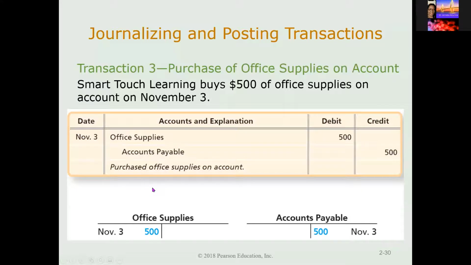In transaction 3, Smart Touch Learning buys $500 of office supplies on account on November 3rd. The supplies will benefit the company in future periods, so they are an asset. They are an asset until they are used. So the two accounts involved here are office supplies, which is an asset, and accounts payable, which is the liability. So office supplies increases with a debit, and accounts payable increases with a credit.